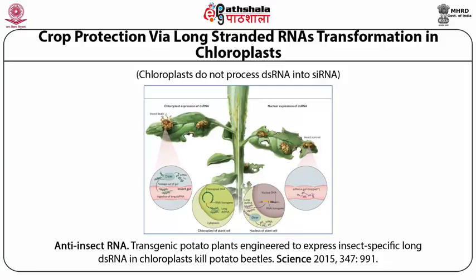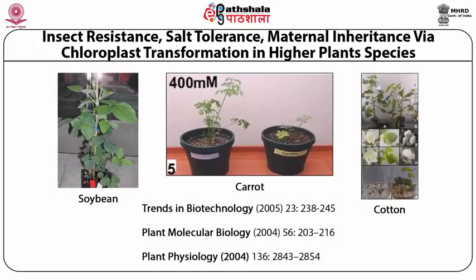So you can say the chloroplast transformation using long-stranded RNA is more effective in controlling insect pest problems rather than the nuclear transformation. This may be a great boon in future for protecting our crops. It is another example of how insect resistance, salt tolerance, and metal nutrients are engineered via chloroplast in different plant species. Like in soybean, you can develop plant resistance by expressing the gene directly.